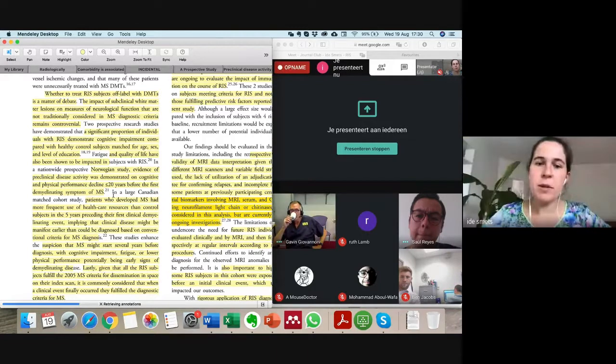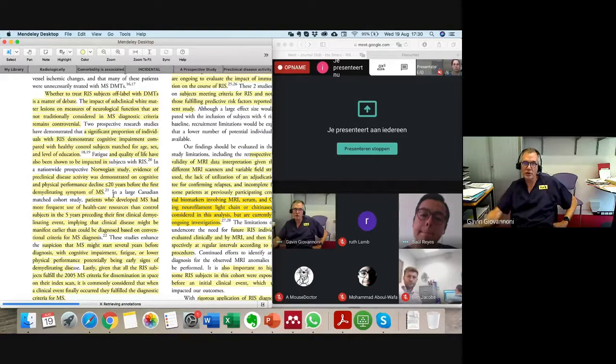Yeah, I also find it very interesting. It's something they also raise in their discussion, that at disease onset, when you diagnose this risk, you could also include neurofilaments as an additional marker for disease activity. The other thing you could include is central vein sign. So you would do susceptibility weighted imaging and see if you can pick up a central vein.